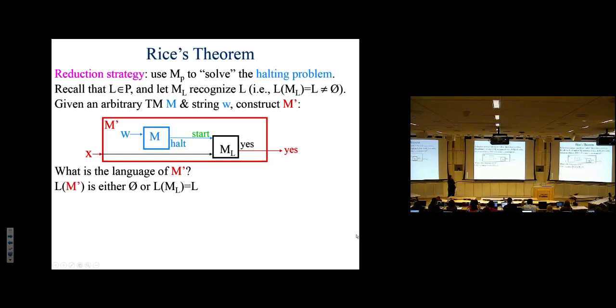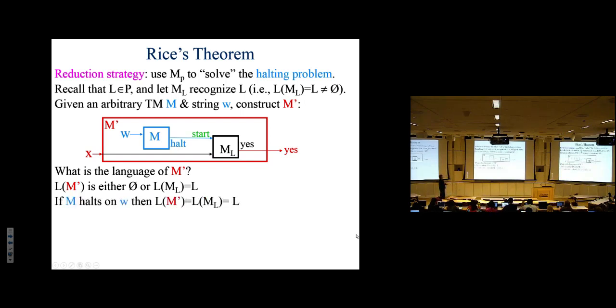And then whatever M sub L accepts, the red machine M prime will accept, but the language of M sub L is simply L. That's how we picked M sub L. It's a Turing machine that accepts the language L. And so the language of M prime will become the same as the language of L, because M prime is simulating M sub L, resulting in its language. So the language of this red machine M prime will be either the empty language or whatever the language of M sub L is, which is just L, that language we picked out of the property.